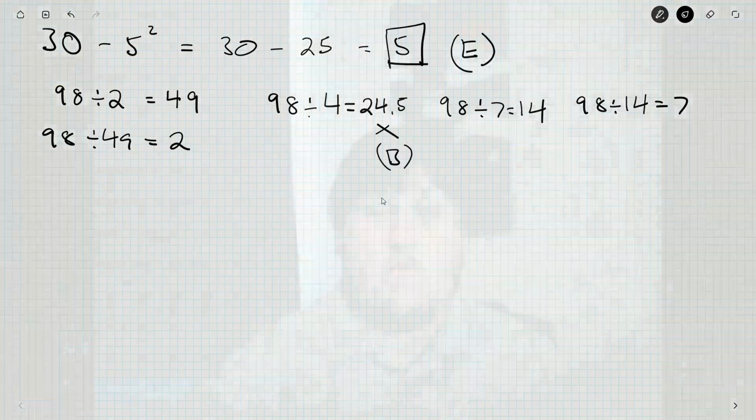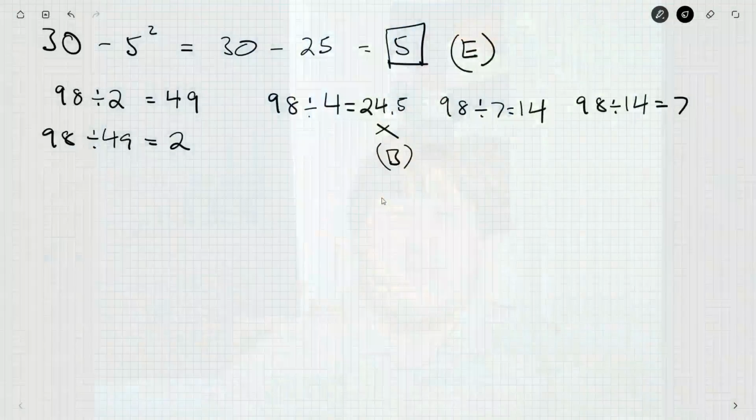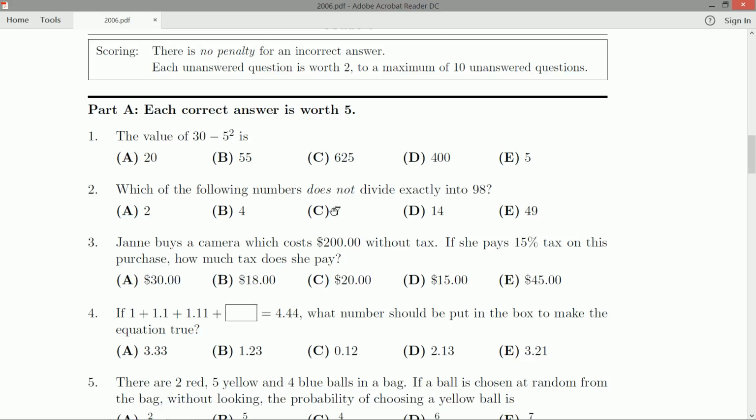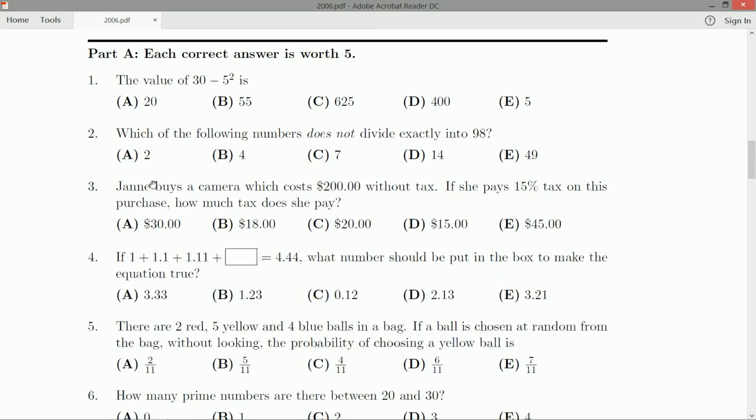And of course, if you had to use your calculator, that's fine. Calculators are allowed. Don't think just because I shy away from calculators that you shouldn't be using a calculator. Use whatever tools you have available to make the question as easy as possible. So B, 4, that would be our answer, and we move right along to question number 3.